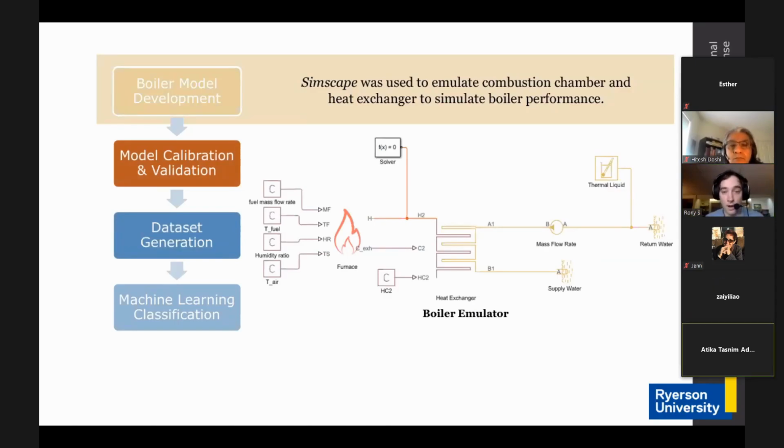For the boiler model, we began with the boiler model development. The software Simscape was used, which is a software that models physical systems. A physical system includes physical things such as a boiler, and a boiler consists of essentially a combustion chamber, such as the one depicted here, and the heat exchanger. This image is actually the emulator that we've developed, which emulates boiler performance.